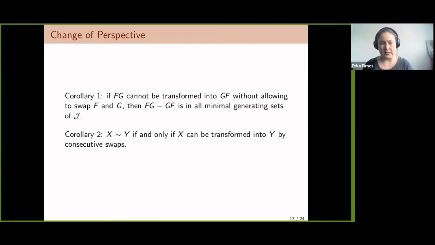Okay, and then the second corollary: x is equivalent to y if and only if x can be transformed into y by consecutive swaps. So what did this equivalence mean? It meant x minus y is in the ideal. Well, now we just use the result. X minus y in the ideal j means x can be transformed into y by consecutive swaps.